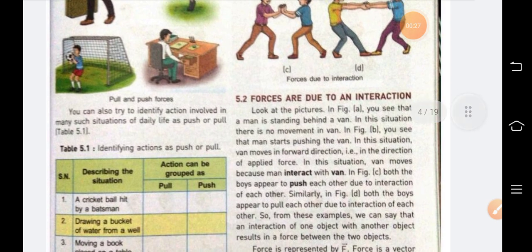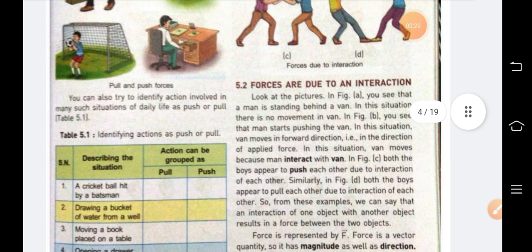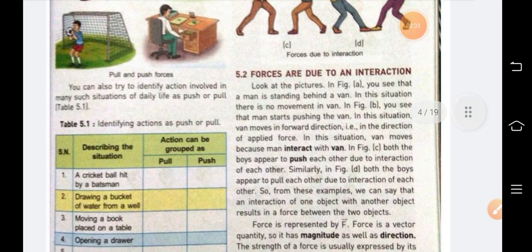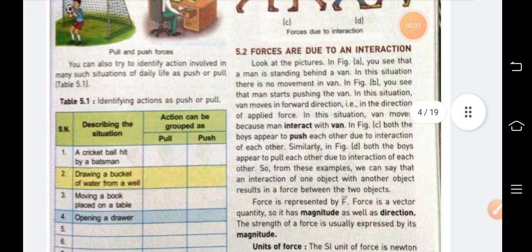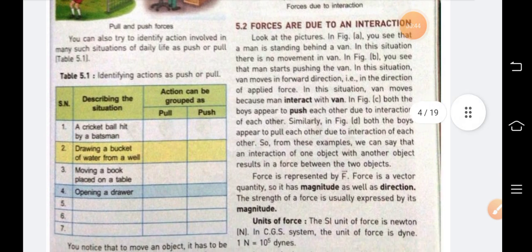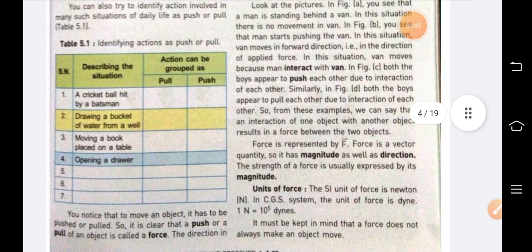So from these examples we can say that interaction of one object with another object results in a force. So force is represented by F. It is a vector quantity. Two types of quantities there, vector and scalar quantity. Vector quantity has both magnitude as well as direction, and scalar quantity has only magnitude, no direction.